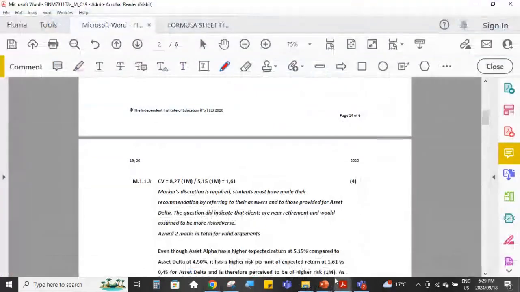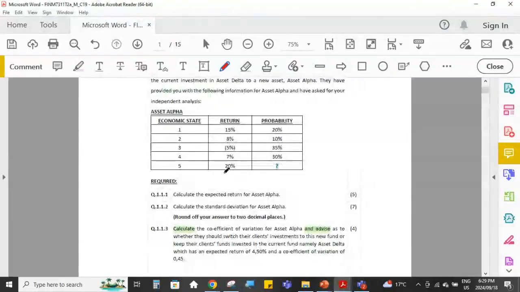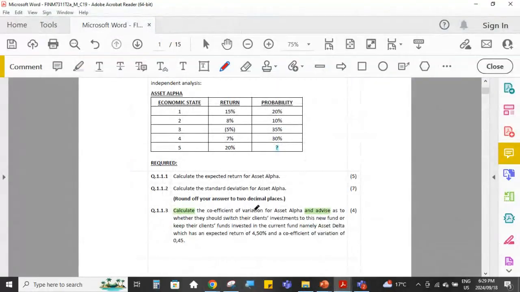So in our question here, they said calculate the coefficient of variation. Okay, so we've done that. And then advise as to whether they should switch their client's investment to this new fund, or should they keep their client's funds invested in the current fund, their asset delta. Now they are telling us asset delta has got an expected return of 4.5%, but a coefficient of variation of 0.45%.